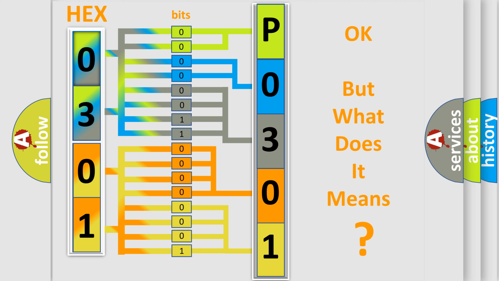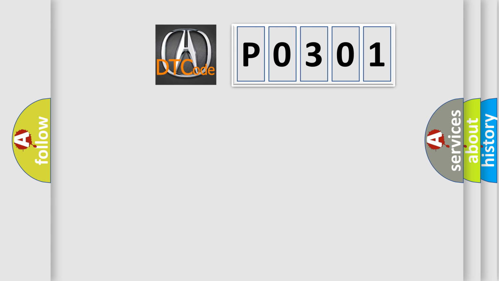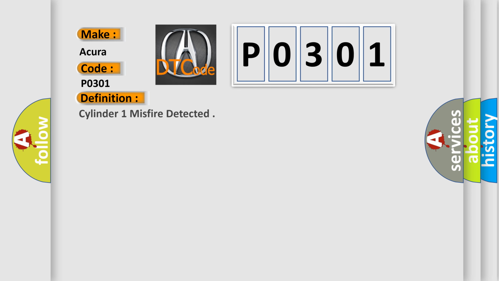The number itself does not make sense to us if we cannot assign information to what it actually expresses. So, what does the Diagnostic Trouble Code P0301 interpret specifically for Acura car manufacturers? The basic definition is cylinder 1 misfire detected. And now this is a short description of this DTC code.